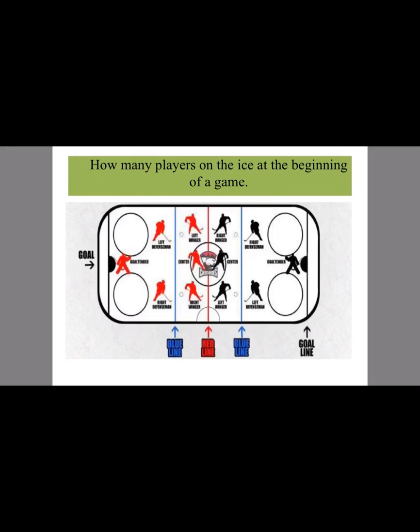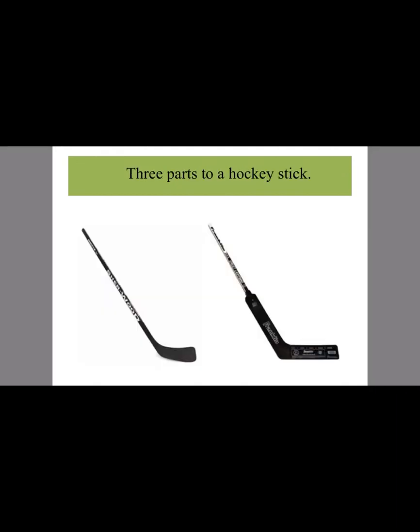All right, how many players on the ice at the beginning of the game? There's a total of 12 players, 6 players on each team. Right here where you see the red dot, that is the goalie. We have the defenders, we have the center, and then we have the right wing and the left wing. Same players are on the other side of the ice.